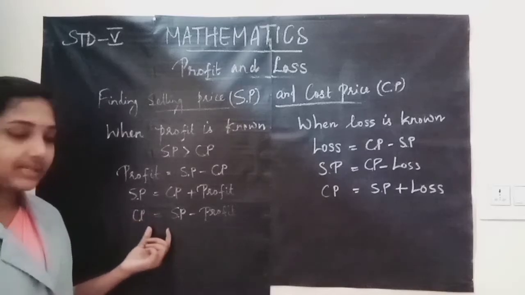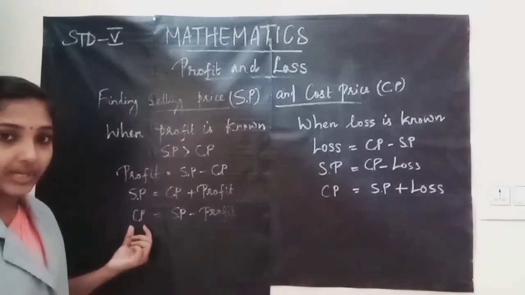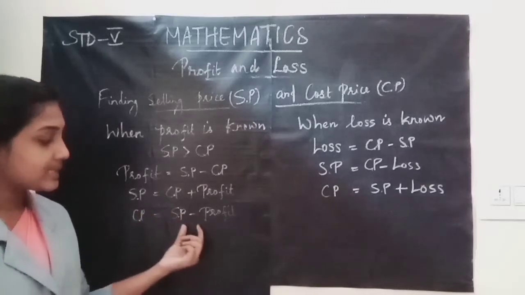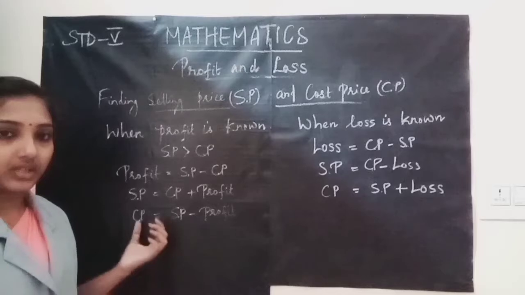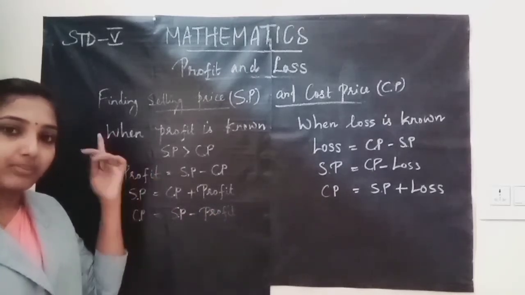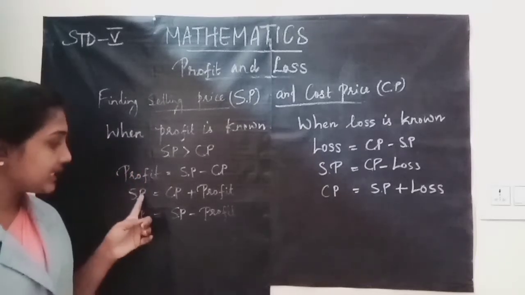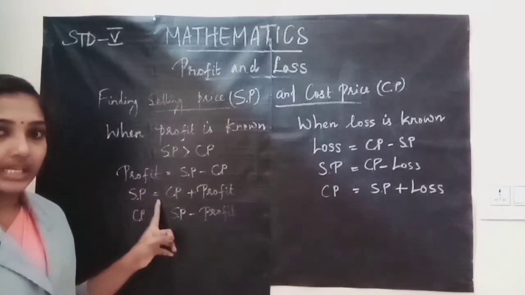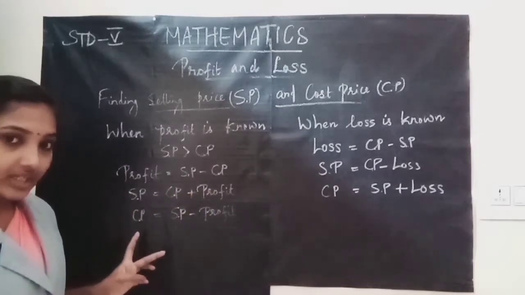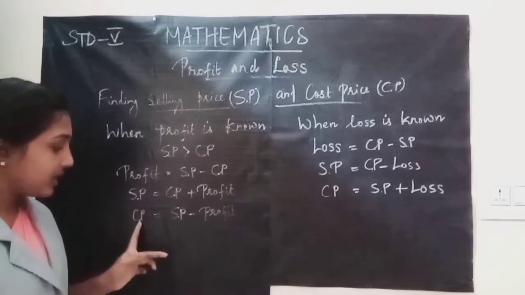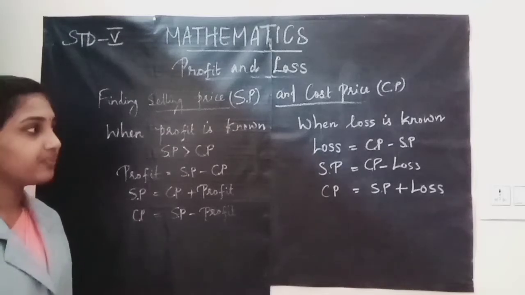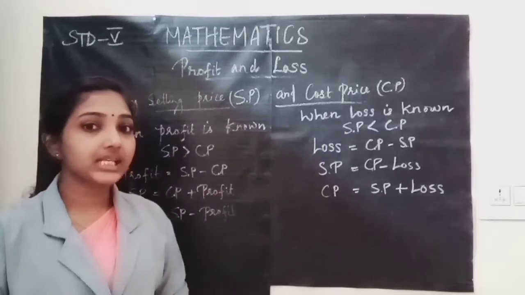And when we have to find the cost price and we know the profit and selling price, cost price is equal to SP minus profit. So, when profit is known, to find the selling price, we use the formula selling price is equal to CP plus profit. And when we need to find the cost price, we use the formula cost price is equal to SP minus profit.